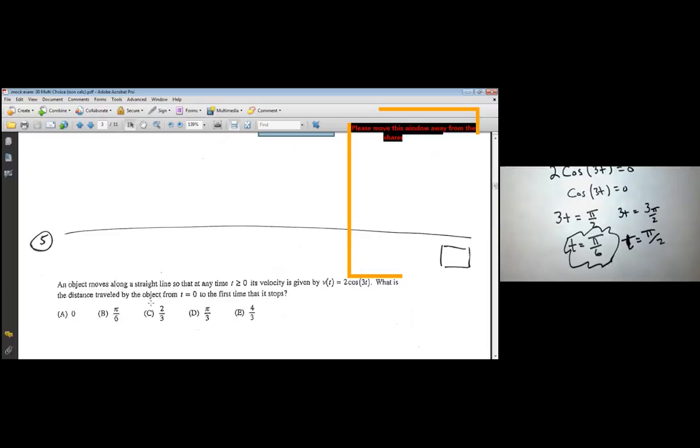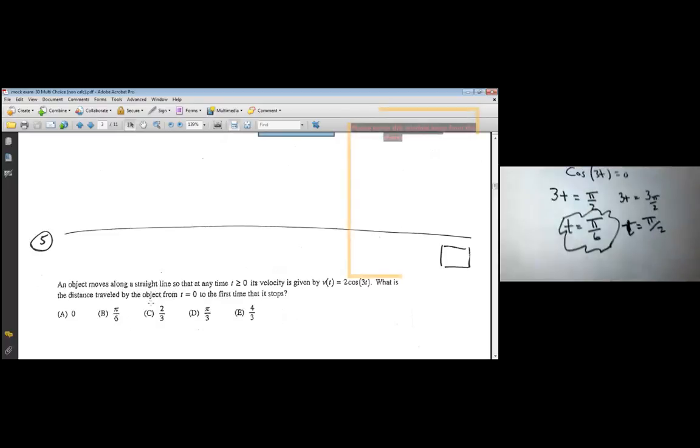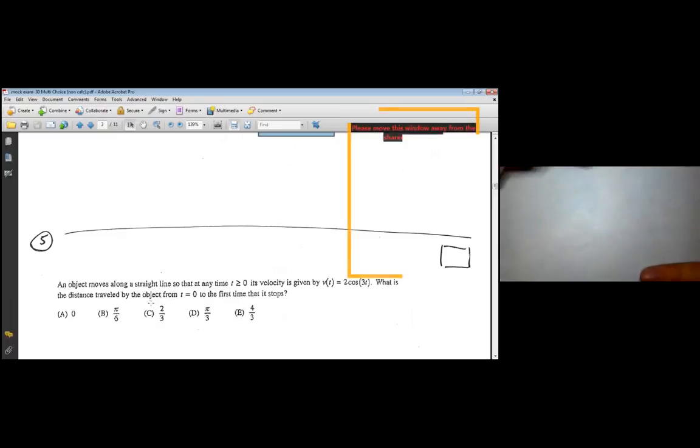Okay, now that we know that piece of information, let's read the question again. An object moves along a straight line so that its velocity is whatever. What's the distance traveled by the object from t equals 0 to pi over 6? Okay, now, how do we find total distance traveled? We integrate the integral of the absolute value of the velocity. Bingo. Integral of the absolute value of 2 cosine 3t dt from 0 to pi over 6. Once you got that, you're home free. Well, other than you have to do this. So how do we integrate this now, guys?